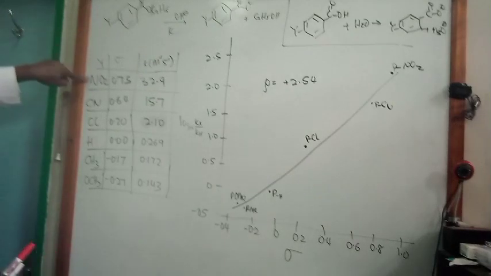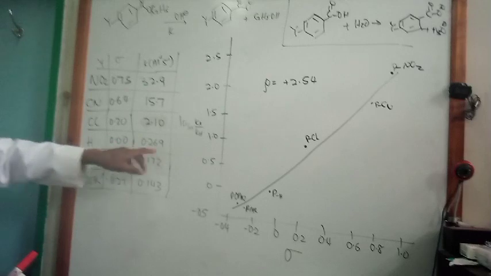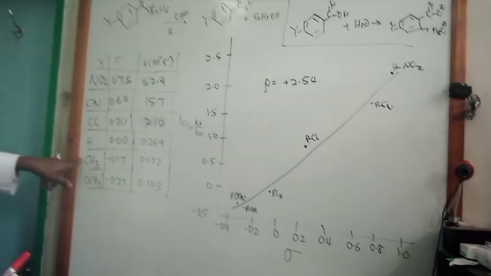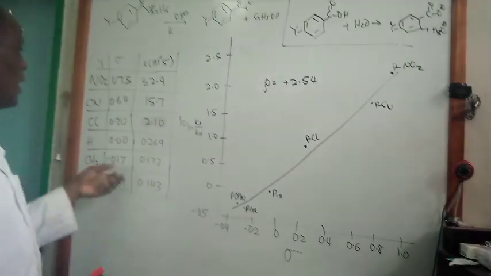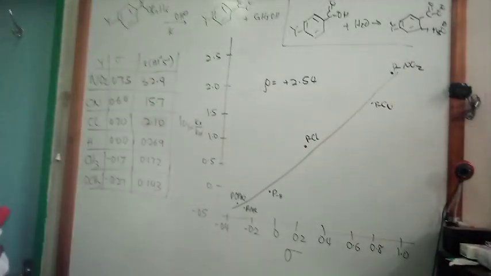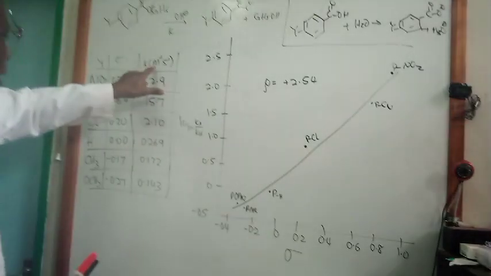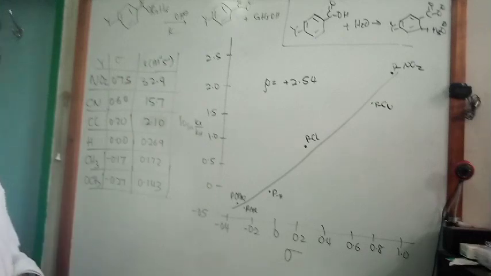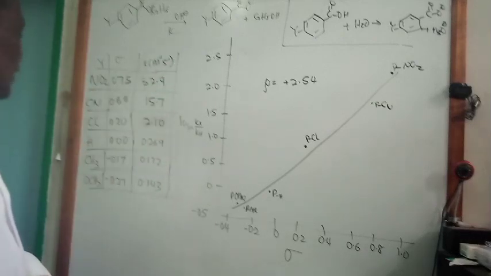Now these are the Y values. There's the nitro group, the cyanide group, the chloride, unsubstituted benzoic acid, methyl, and then the methoxy group. And now we've been given new data. These are the rate constants, given per mole per second. These are the rate constants.